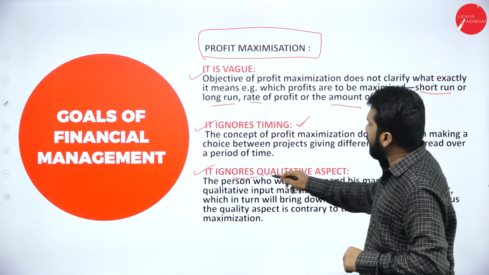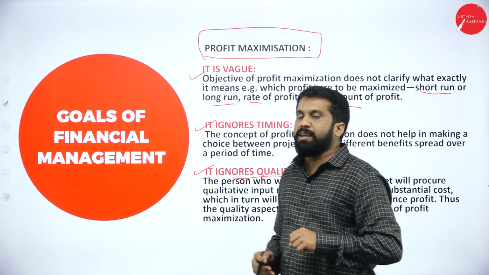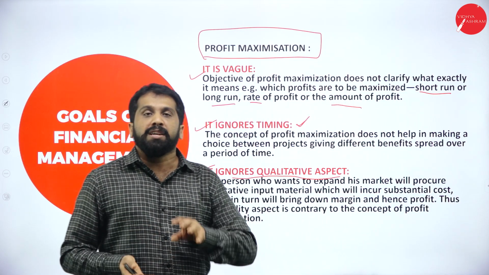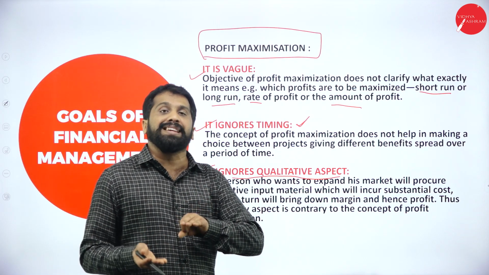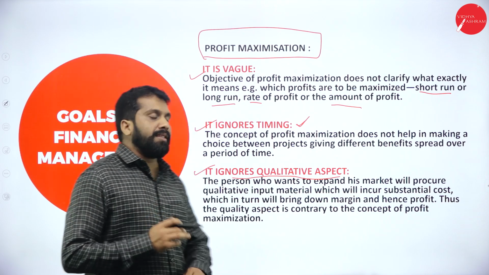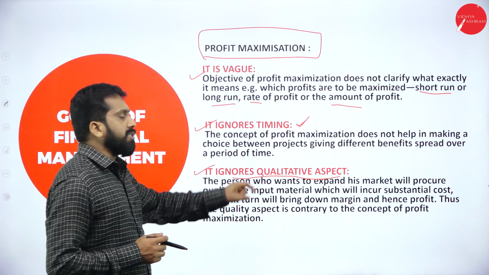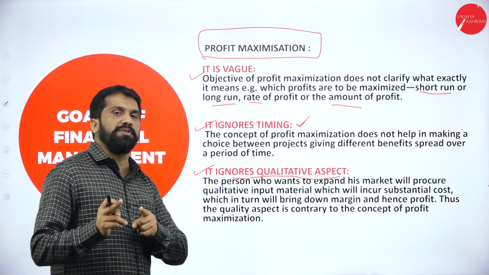Last one, it ignores qualitative aspects. To increase the profit, you may go for low quality. If you go for low quality, you can increase your profit. That is the reason it ignores qualitative aspects. Hope you are clear.